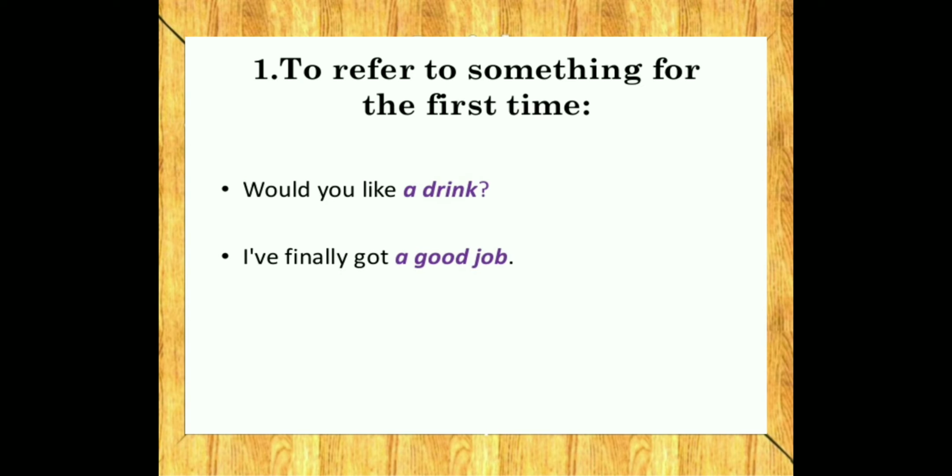Now there are different cases where we can use a or an. Let's discuss that. The first one is to refer to something for the first time. This we have already discussed in the article the. So when you refer to something for the very first time, then you will use the article a or an depending upon the sound. For example, would you like a drink? I have finally got a good job.